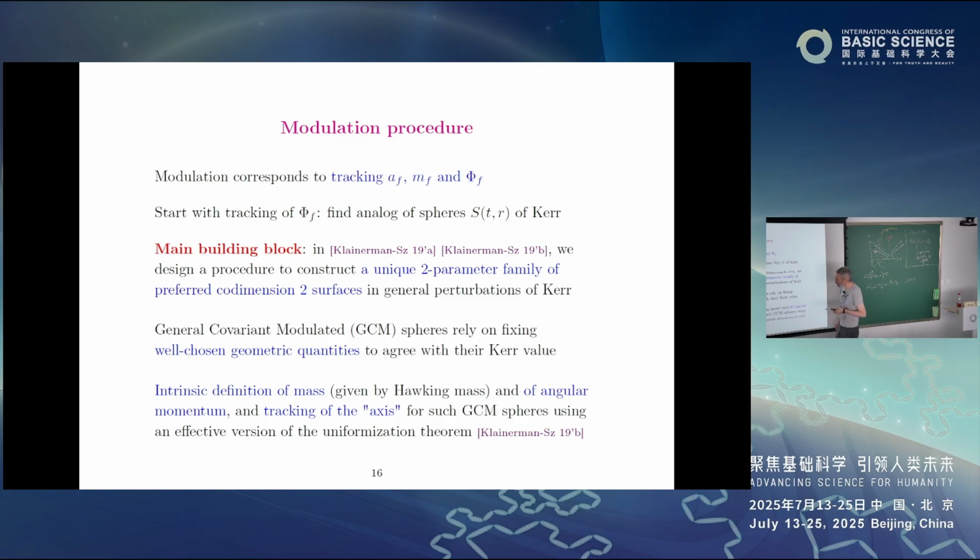For angular momentum, that was more tricky. There are many definitions in the literature, and it turns out that none of them was really working for us. So we came up with yet another definition. And for the same price, the way we define the angular momentum allows you to track the axis of symmetry of the final Kerr. So it allows you to track to which axis the solution will converge in the limit, as part of the procedure. The way we find an intrinsic definition is by relying on the uniformization theorem. Okay, stop here. Thank you very much.